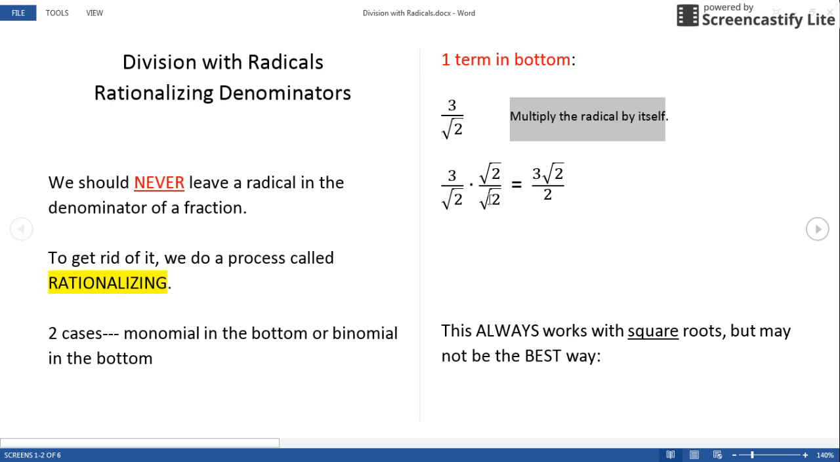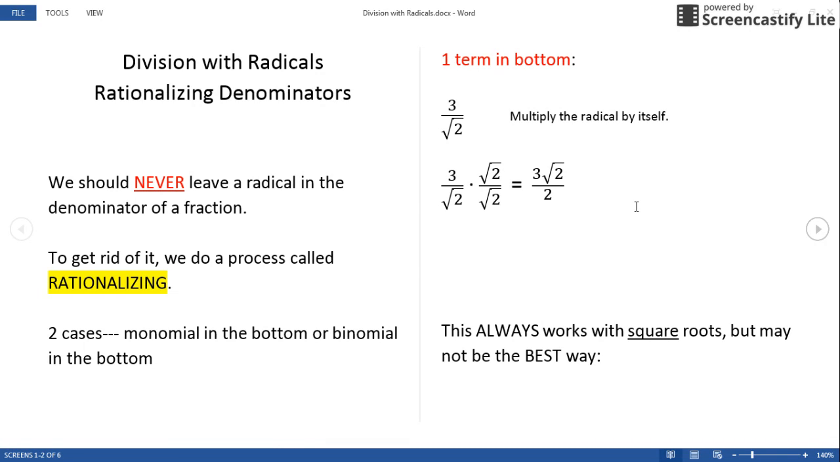So when I choose to multiply by square root of 2 on the bottom, I also have to do it to the top. On the top, 3 times the square root of 2, we can't do any better than just saying 3 square root of 2. On the bottom, square root of 2 times square root of 2, since it's exactly the same, gives me just the radicand as the result, so just 2 on the bottom. I should always look to see if this will reduce in any way. This one does not, so there is our answer.